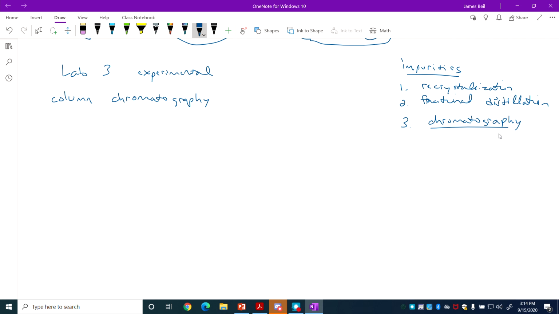So it's hard to know exactly what form to work with, but it is the most common way of removing impurities for organic chemists because there's so many different versions of it.